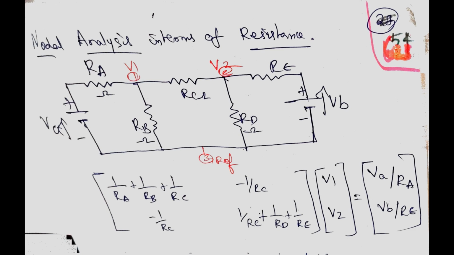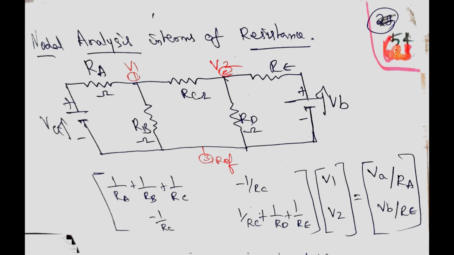The circuit shown in the figure consists of voltage sources VA and VB and resistances RA, RB, RC, RD, RE, with node points 1, 2 and a reference point. V1 and V2 are the nodal voltages. We apply the formula at node 1, where RA, RB, RC and VA meet.